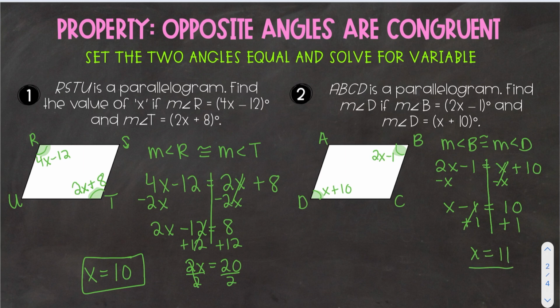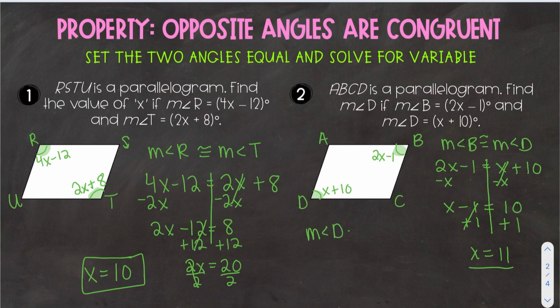Okay, so the question is not asking for the value of x. It's asking us to find the measure of angle D, which means it wants to know how many degrees it is. So now that we solved for the value of x, we can plug it into angle D to figure out how many degrees angle D is. So I'm going to go to the side. This is one more extra step than problem 1.